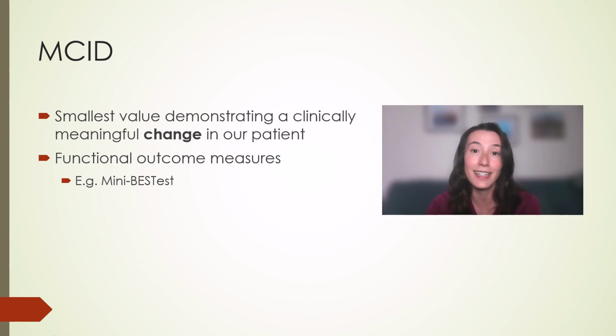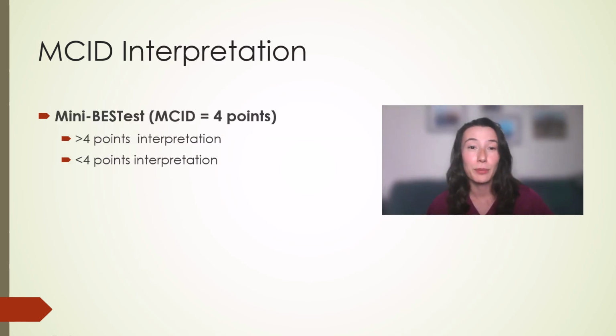So let's use an example. Let's use the example of the mini-best functional outcome measure. The MCID for the mini-best is 4 points. And later in this video, we will talk about how they got to 4 points. But just for now, understand that it is 4 points.